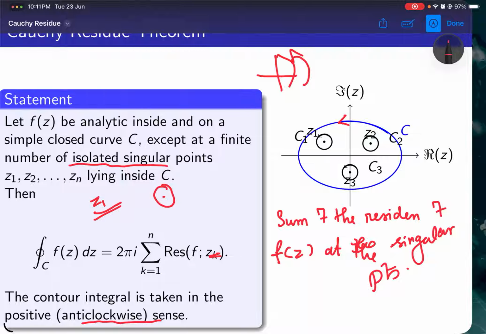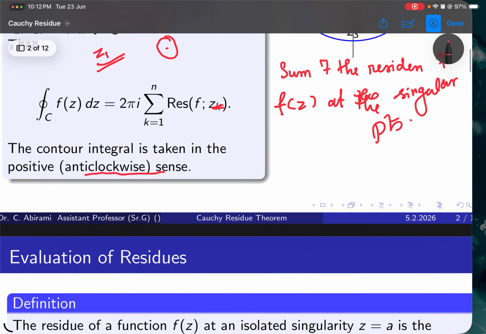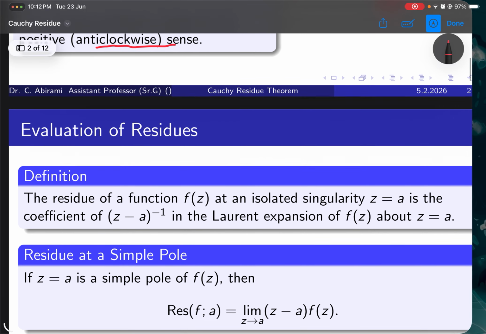So f of z is analytic on and inside a simple closed curve C except at a finite number of isolated singular points. That means z1 is an isolated singular point. If I construct a small circle around z1, this neighborhood should not contain any other singular point other than z1. Similarly, z2, z3, these singular points we can call isolated singular points. Then the integral over C f of z dz is equal to 2 pi i into the sum of the residues of f of z at the singular points. Okay. Now we move on to the evaluation of residue.